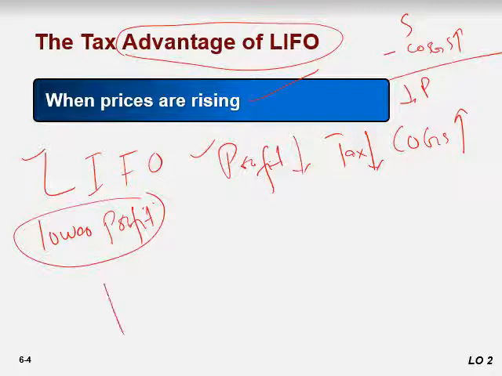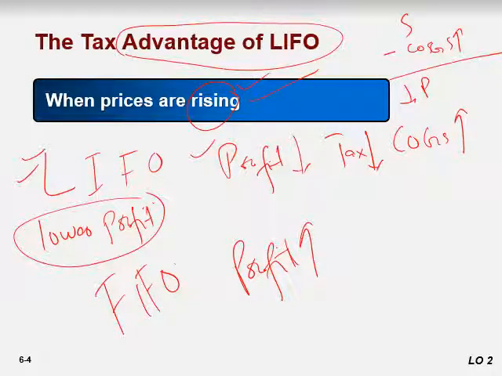While in FIFO, the opposite of LIFO, profit is higher, and the normal circumstance is rising prices. And profit is higher. And what is the reason? The cost of goods sold is lower. So CGS, cost of goods sold, is lower. When profit is higher, tax is higher.